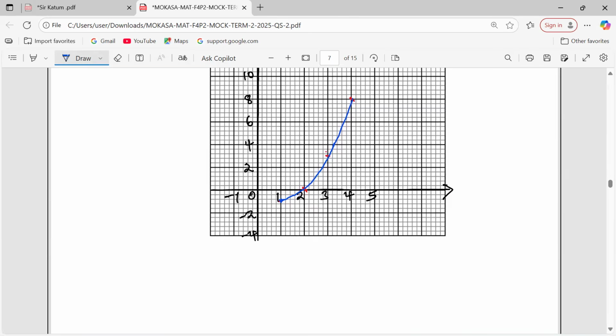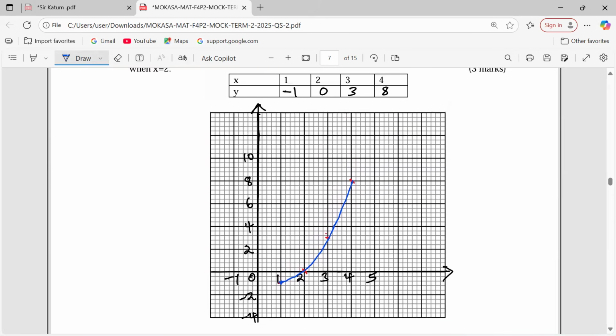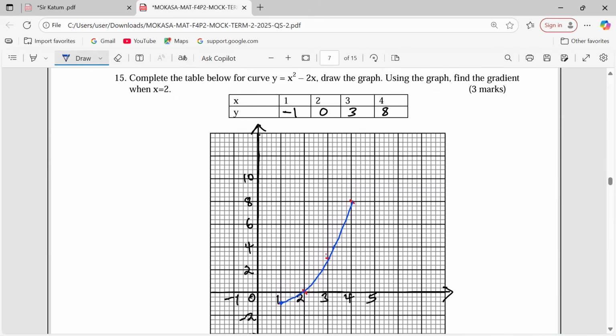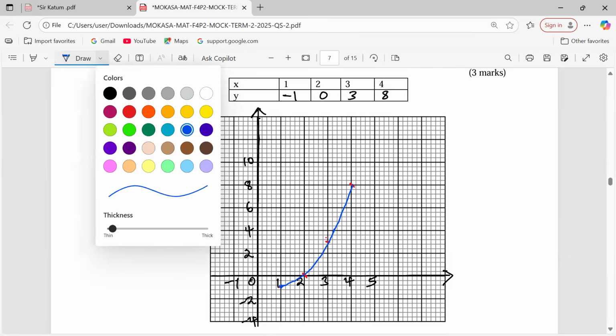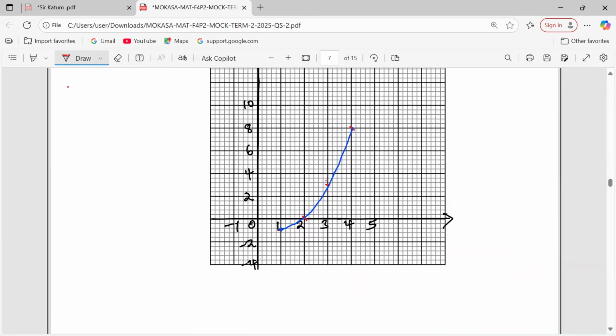Now with the curve, we get back to the question again. Find the gradient when x is 2. So at x is 2, we are just supposed to draw a tangent at that particular point. You draw a tangent at that particular point, and you find the gradient of that tangent. The gradient of a tangent to a curve at a point equals the gradient of the curve at the same point. So the gradient of a tangent that passes through 2 is the gradient of the curve at point 2.